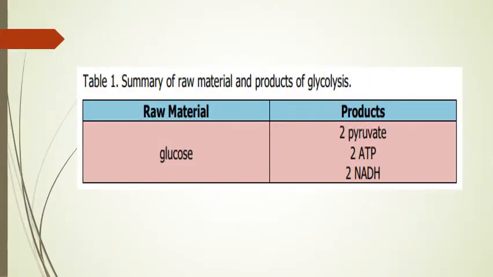Table 1. Summary of raw materials and products of glycolysis. The raw material is glucose and the products are 2 pyruvate, 2 ATP, and 2 NADH.